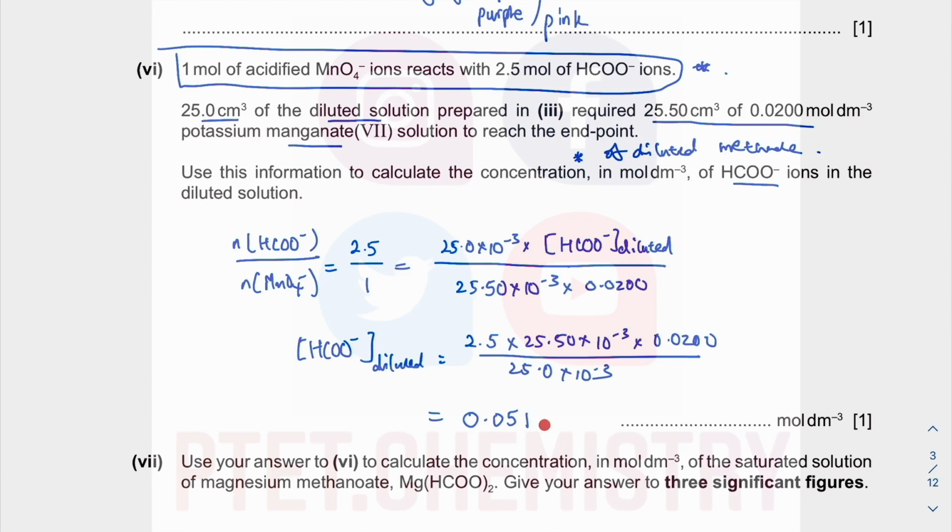I don't feel happy because this is what my calculator showed me. I don't feel happy leaving it like that. I will add it to 3 significant figure. This is concentration. This is concentration to 3 significant figure. All right.